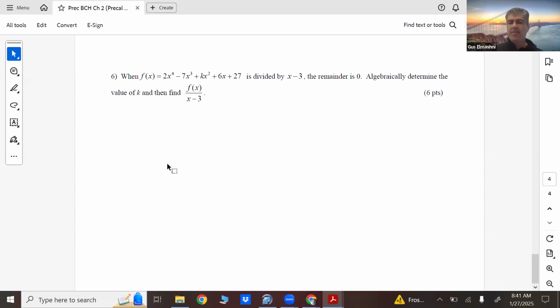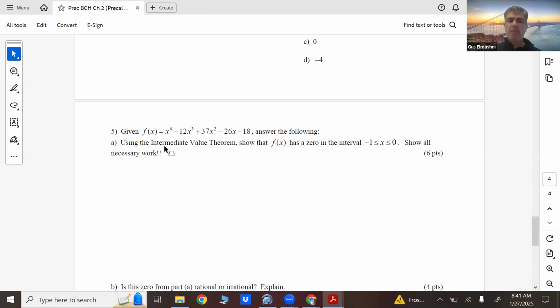You have to figure out k because you know it's divisible. So that's actually using the factor theorem. So these are good problems.